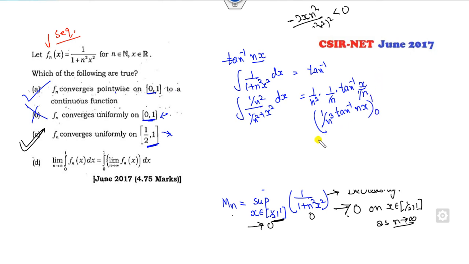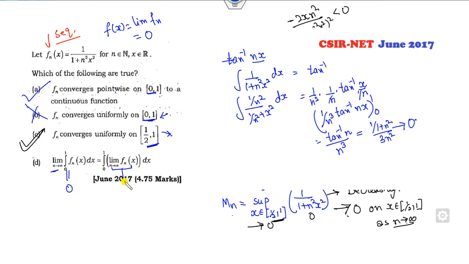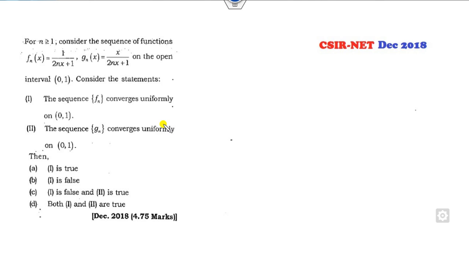So it is tan inverse n over n cube, and at 0 it will be 0. If you take the limit as n approaches infinity, using L'Hopital's rule, it is infinity by infinity, giving 1 over 1 plus n square, over 3n square, which goes to 0. So this value will be 0. And what is the value of the other side? If you first take the limit of f_n(x), it is 0. So the integration of 0 is also 0. So it is the correct option. So A, C, D are the correct answers of the problem.